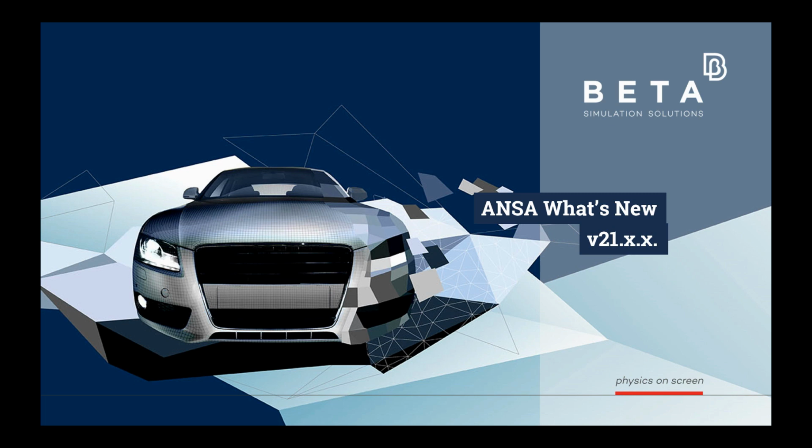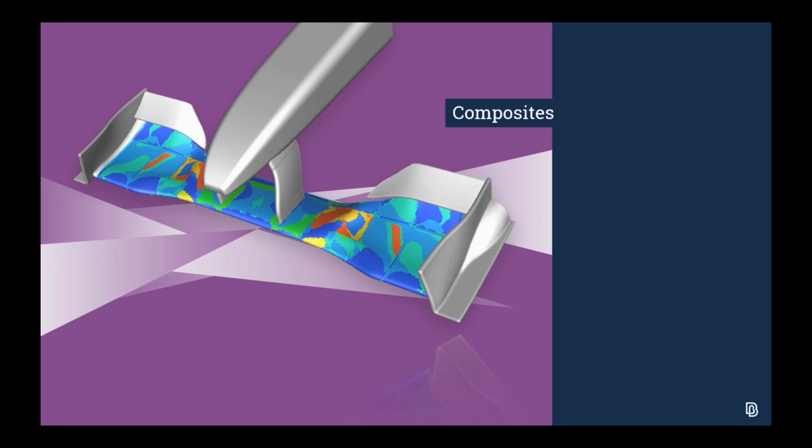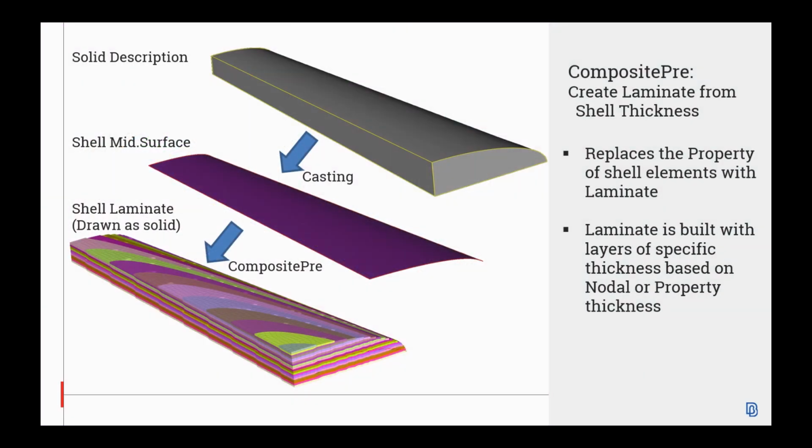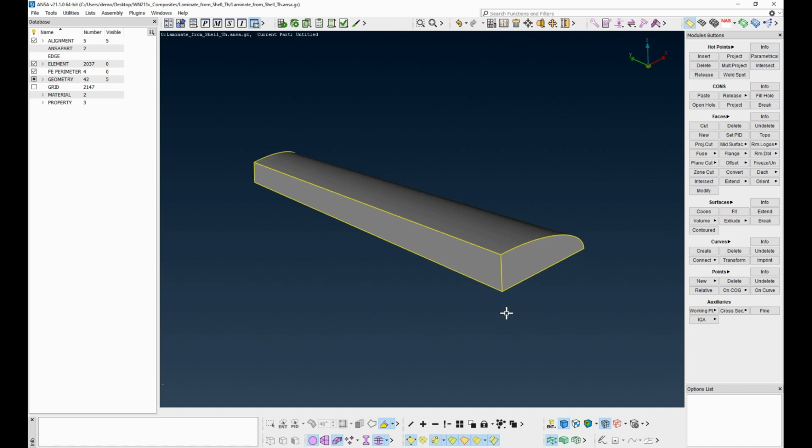Welcome! In this video, we're going to see the latest developments in ANSA in the field of composites. A new function in the Composite Pre plugin provides the capability of creating a laminate from shell thickness. The function replaces the property of shell elements based on nodal or property thickness with a laminate built by stack of layers with specific thickness. Let's see an example in ANSA.